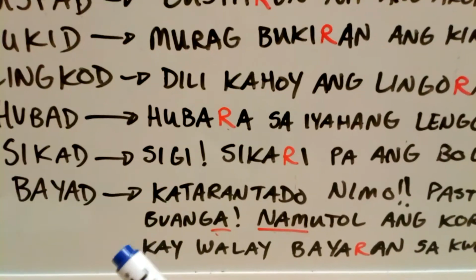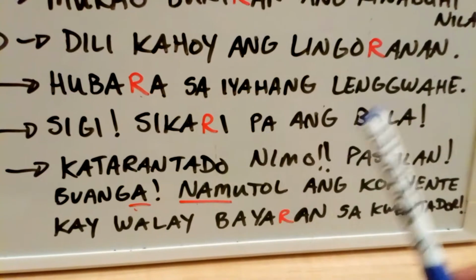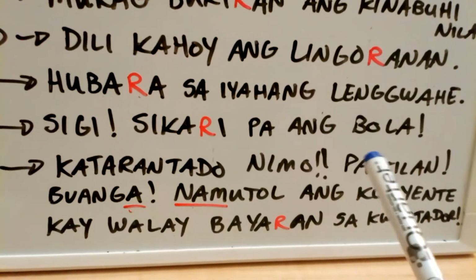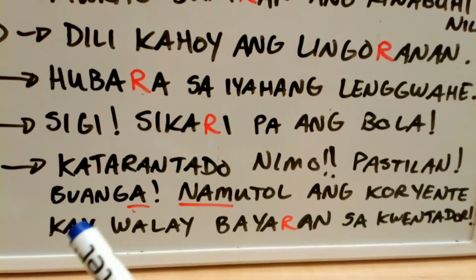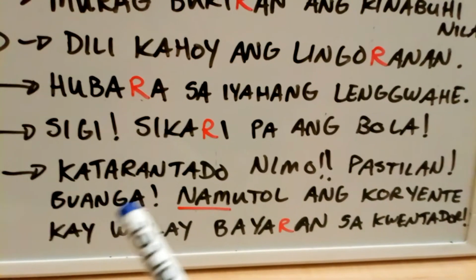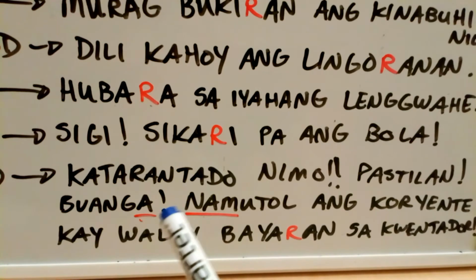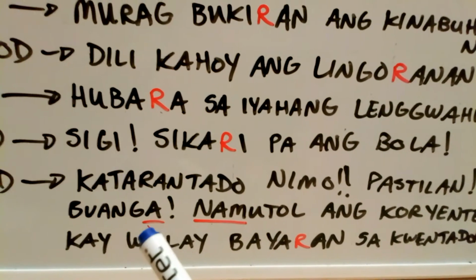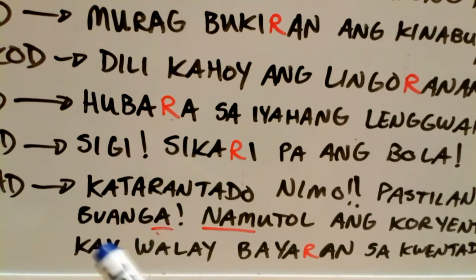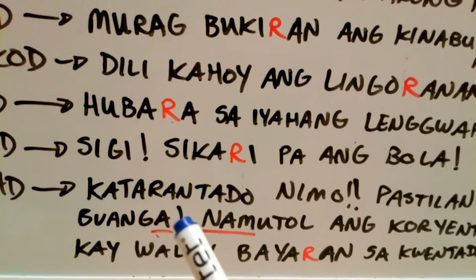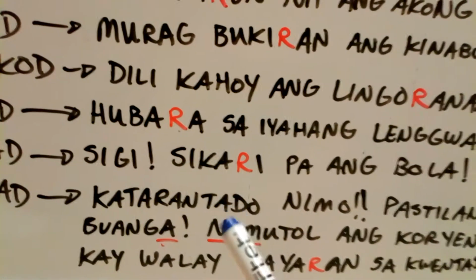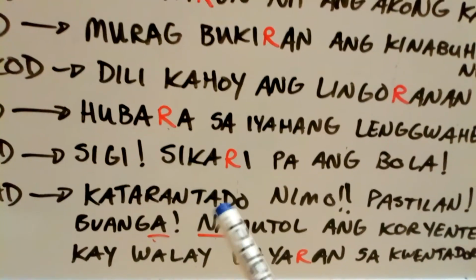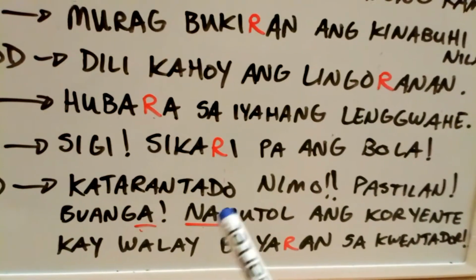And the last one is bayad. This one kind of integrated everything. Karantado nimo, pastilan, you fool, damn it. Buanga means, buang means crazy, but remember that the a ending made the act of the verb craziness the focus. Buanga, ay karantado nimo, pastilan, buanga.